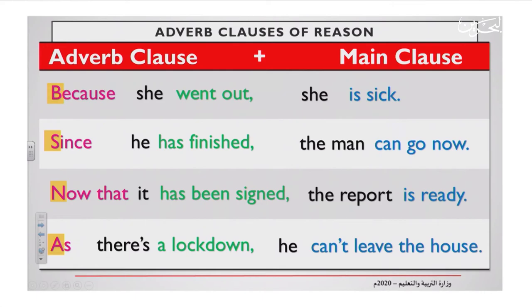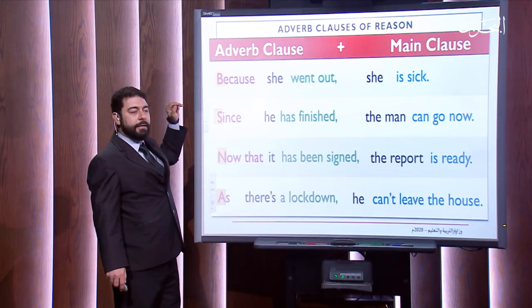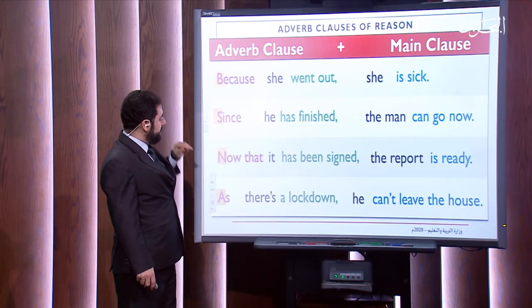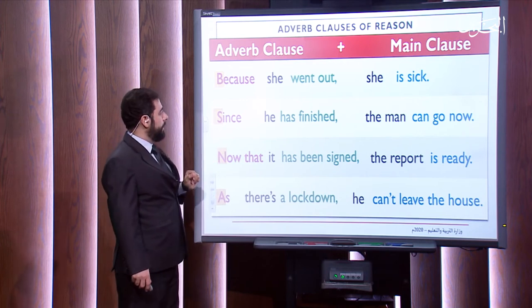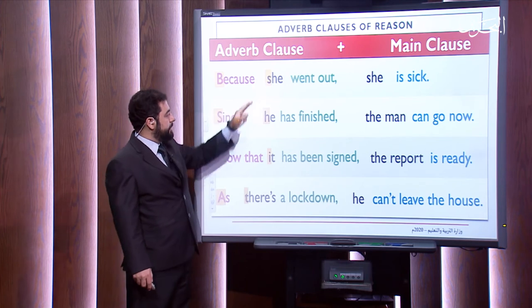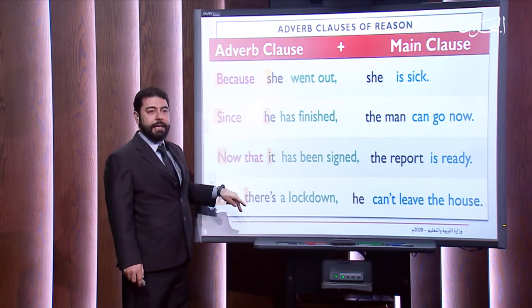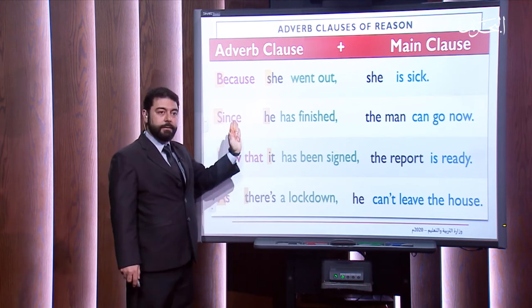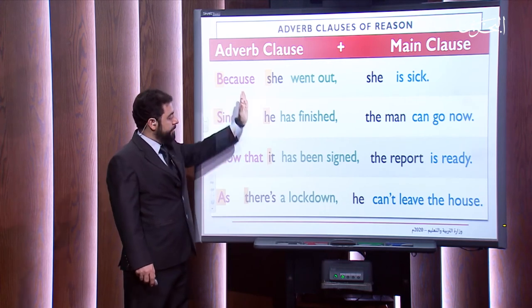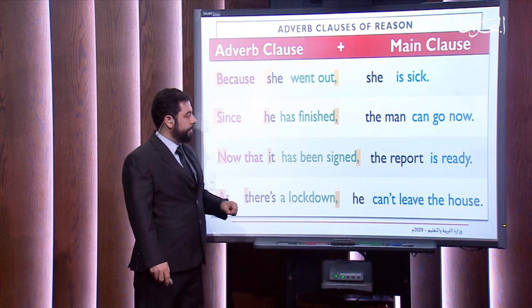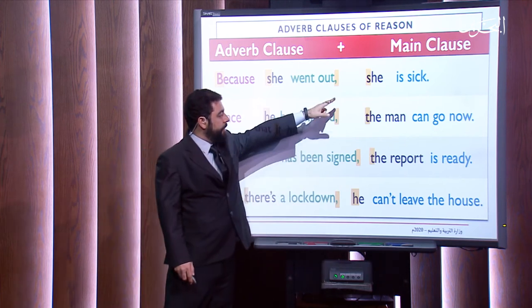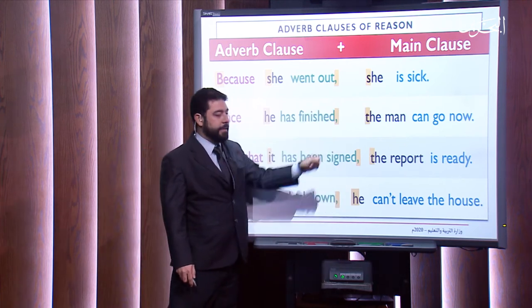Well, look at these. Now, I have capital letters in because, since, now, and as, because they start the sentences, okay? And then these letters, they are lowercase now. Why? Because they are not in the beginning of the sentence, they are in the middle, okay? And I added the commas. And I shifted these into lowercase as well.